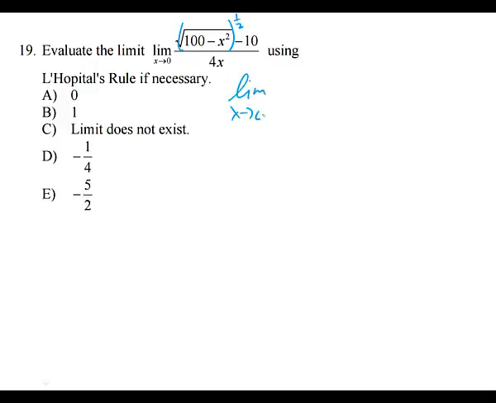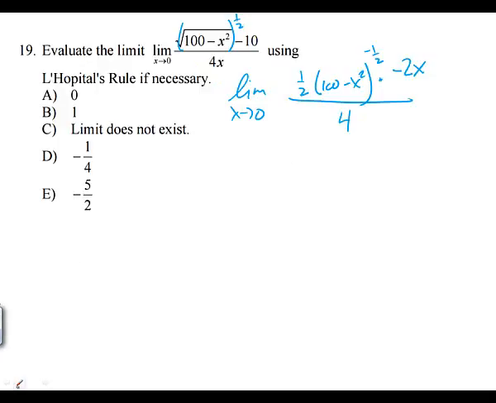So limit as x approaches 0. The 1/2 is going to come out in front. I've got 100 minus x squared to the what power if I'm taking the derivative? Negative 1/2. I have to do the chain rule. What do I get out of the chain rule? Negative 2x. What happens when I take the derivative of 100? 0. Good. What about the derivative of the denominator? What do I get?